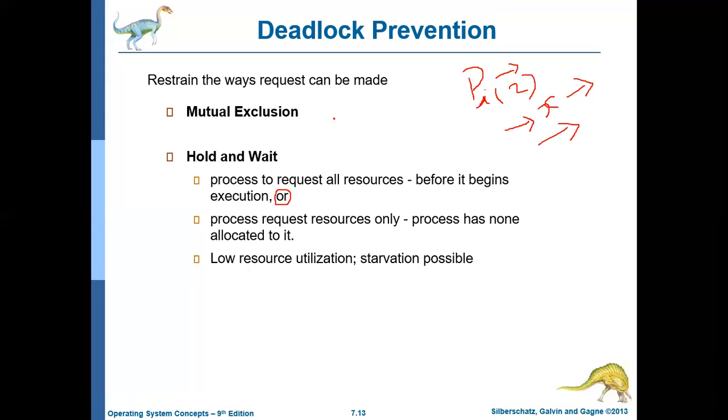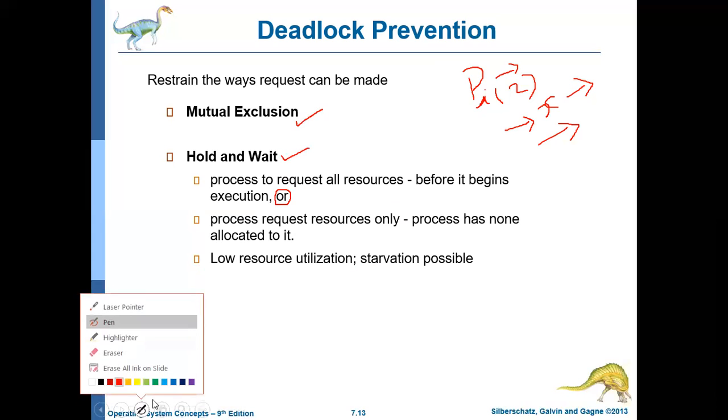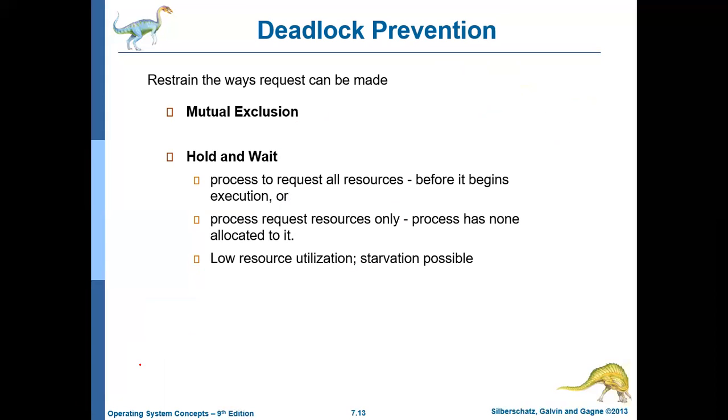So mutual exclusion can be avoided by allowing all processes to access the shared data simultaneously if the shared data is read-only. And hold and wait can be avoided by ensuring these two rules. The first rule is that the process should request all resources before the execution starts. And the second rule is that if it wants some new resource, it can request it only if it is currently not holding any other resources.